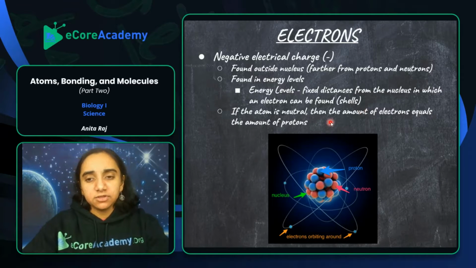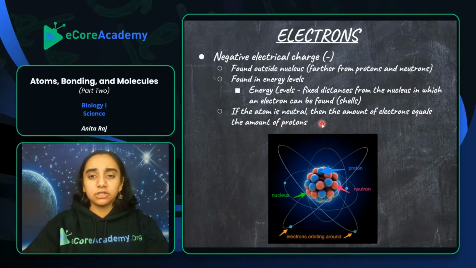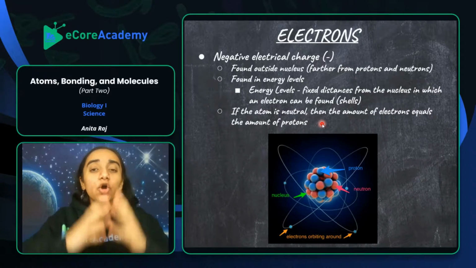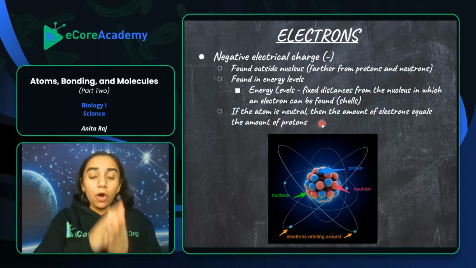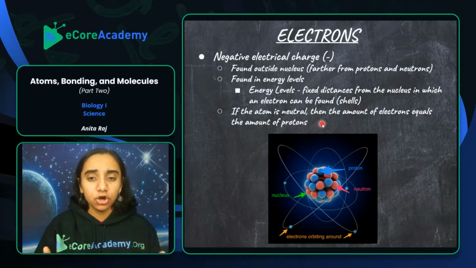And lastly, if an atom is neutral, then the amount of electrons equals the amount of protons. So think about this logically. If an atom is neutral, it has an overall charge of 0. In this case, we don't really take into account the neutrons. So altogether, the atom has a charge of 0.